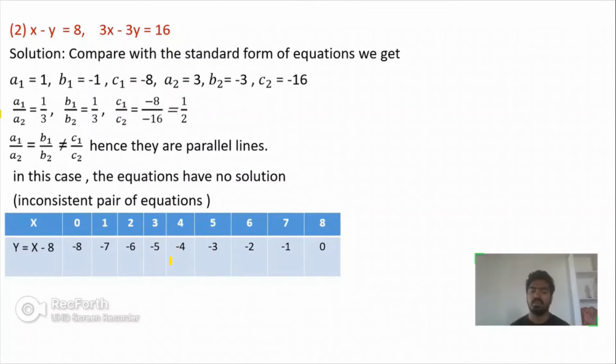If I take x is equal to 4, then the corresponding value of y is equal to minus 4. If I take x is equal to 5, the corresponding value of y is equal to minus 3. If I take x is equal to 6, then y is equal to minus 2. If we take x is equal to 7, then y is equal to minus 1. If I take x is equal to 8, then y is equal to 0.